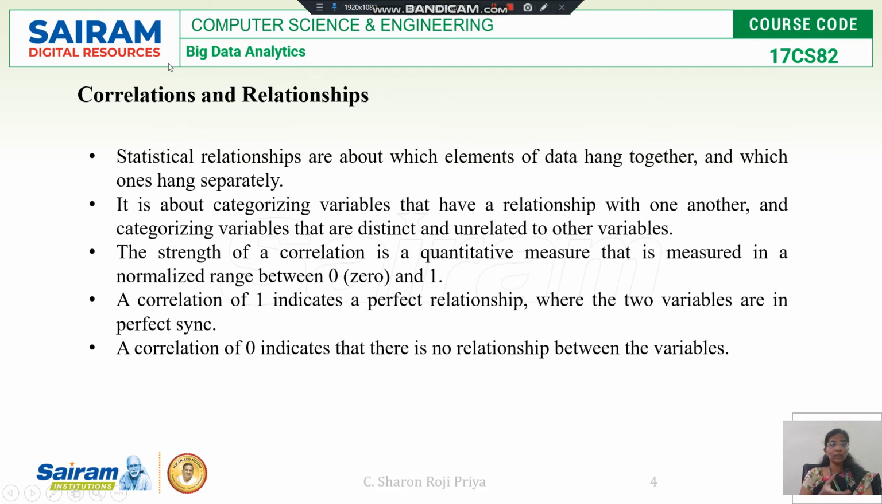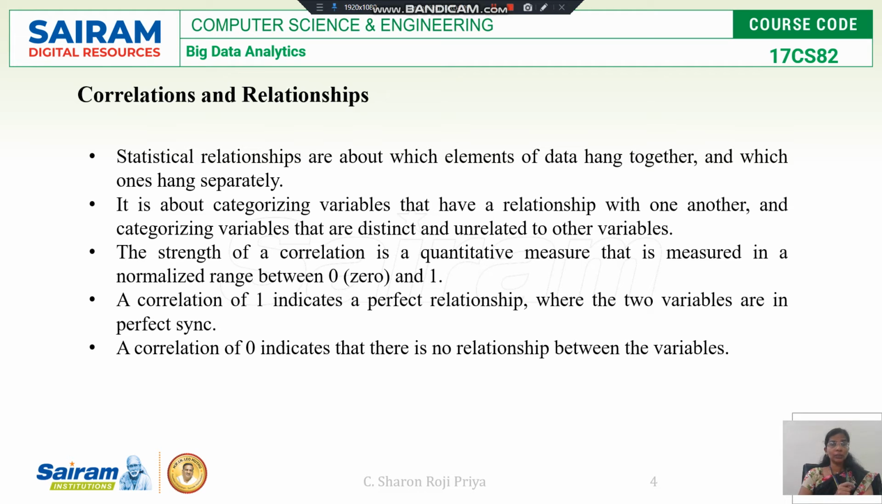Correlation is measuring the strength of the relationship between a dependent and independent variable. The range of this correlation is 0 to 1. If the range is 0, there is no relationship between the variables. If the range is 1, there is a strong or perfect relationship between both the variables.